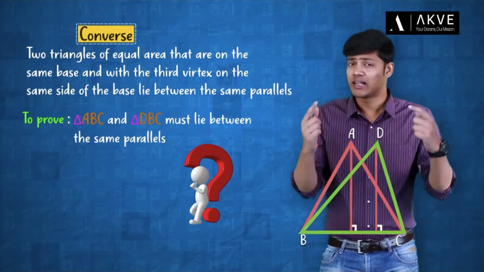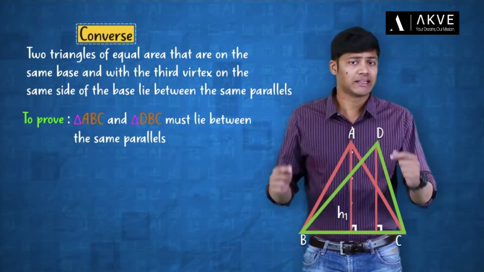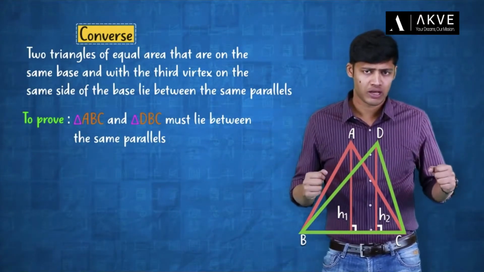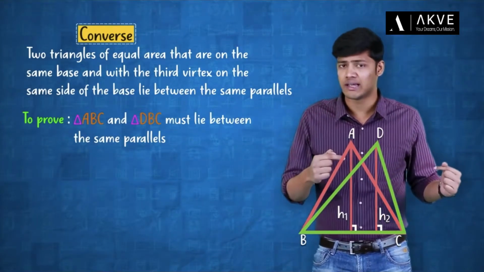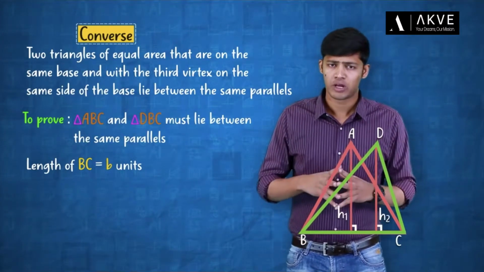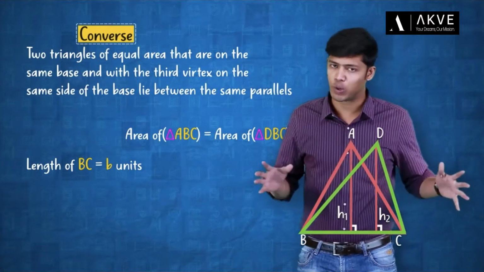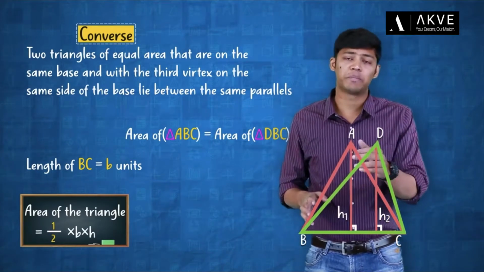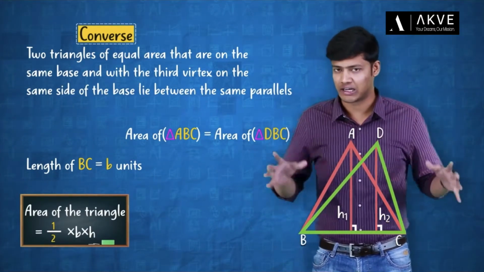So, let's consider the length of the height of the triangle ABC to be H1 and the length of the height of the triangle DBC to be H2. Since both of these triangles are on the same base BC, let's consider the length of the base to be B units. Now, it has been mentioned that the areas of both these triangles are equal. And we know that the area of a triangle is half multiplied by the length of the base multiplied by the length of the height of the triangle.